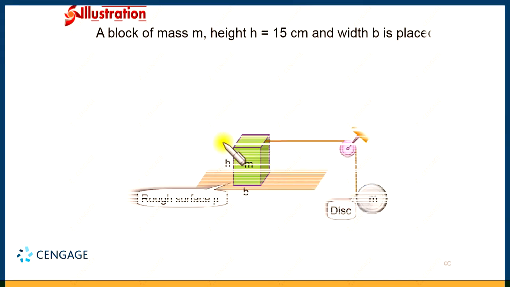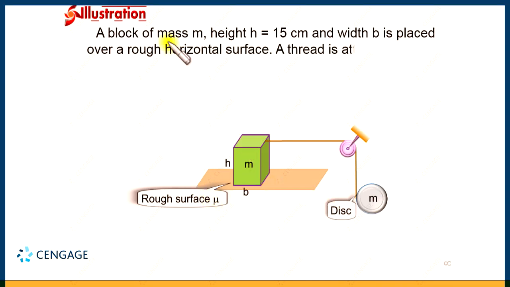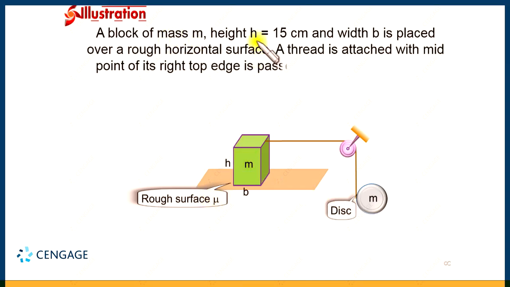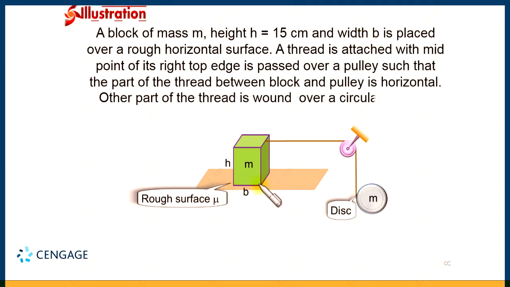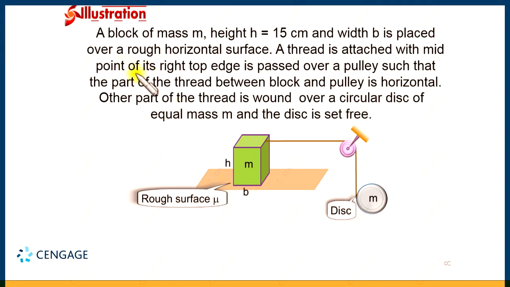You can observe here in this diagram, this block of mass small m, height small h, width b. You can consider this as a square base of width b. It is placed on the rough horizontal surface. This is a rough horizontal surface. A thread is attached to the middle point of the right top edge.